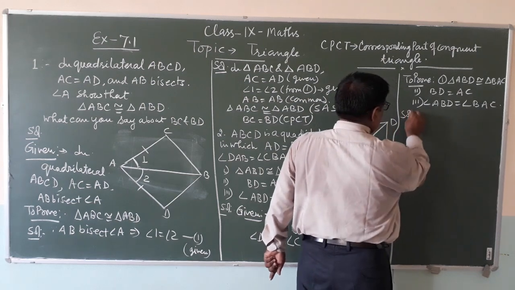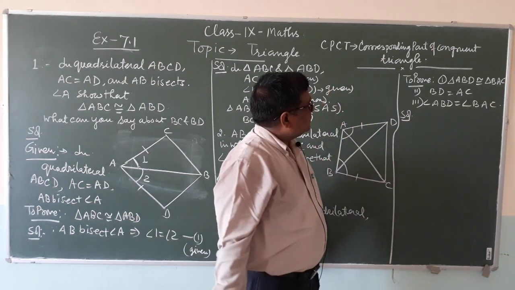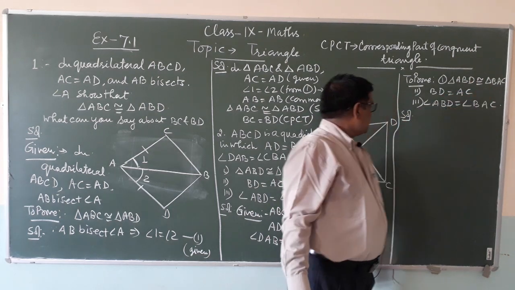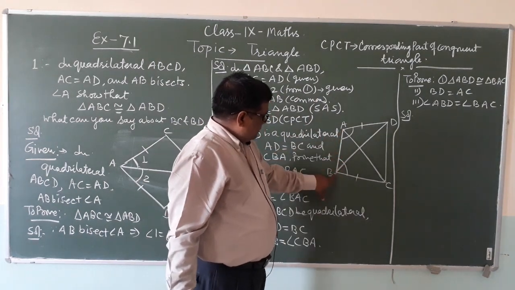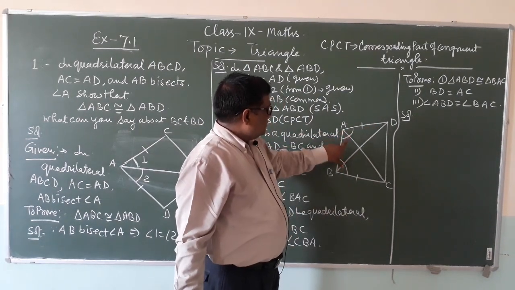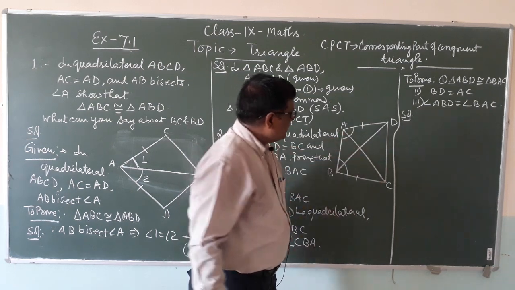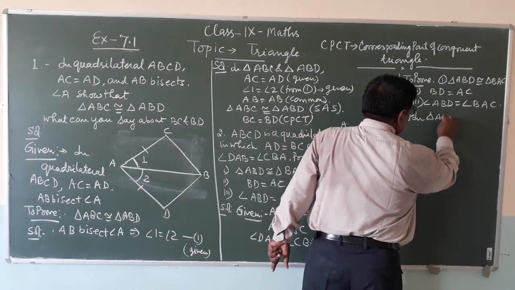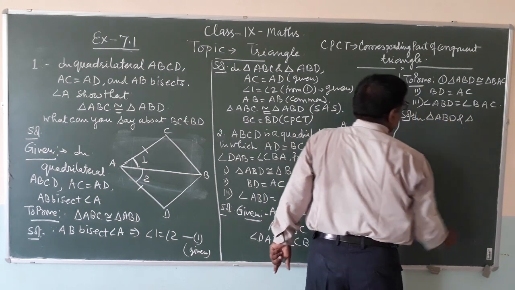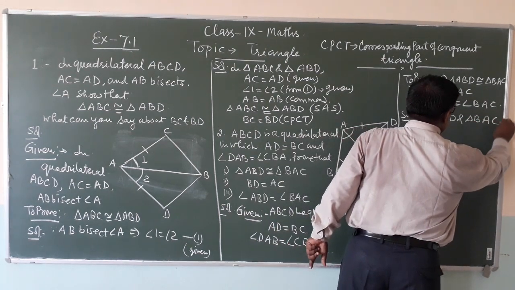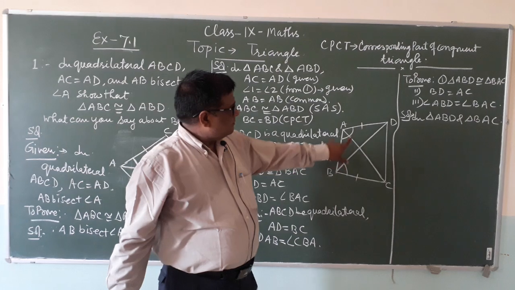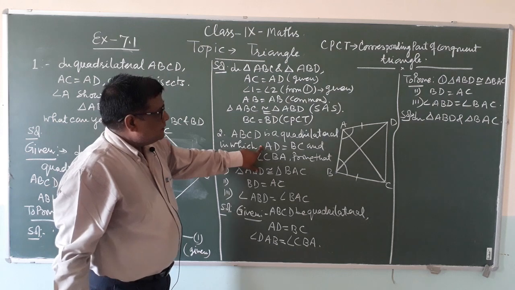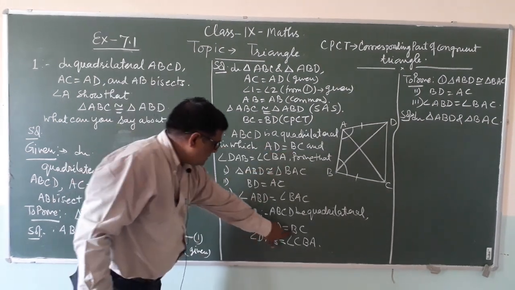Now the solution is, first of all we have to look here at which triangles are congruent. Triangle ABD is congruent to BAC. So look in the figure, ABD is congruent to BAC. Write this: in triangle ABD and triangle BAC, what is given here? AD is equal to BC. This is given.